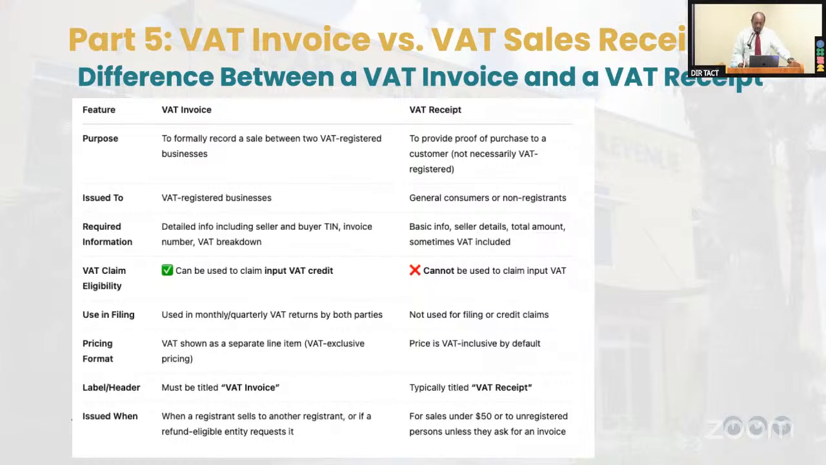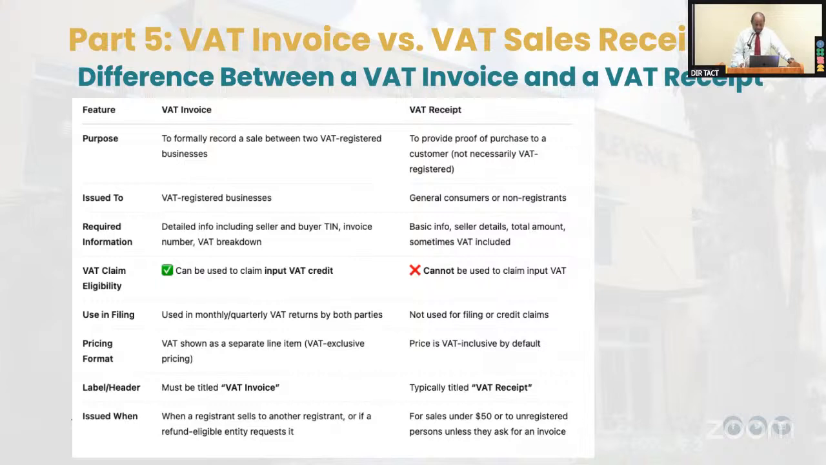The required information for the VAT invoice is the detailed information we went over before, including the seller and buyer's TIN, and it has to have both TINs. If one TIN is missing, that is not considered, just like I said, a VAT invoice. It will be declassified down to a VAT receipt. So that's why all of those details I listed are important for you when you're dealing with a client, to make sure that they have all of that information on there.